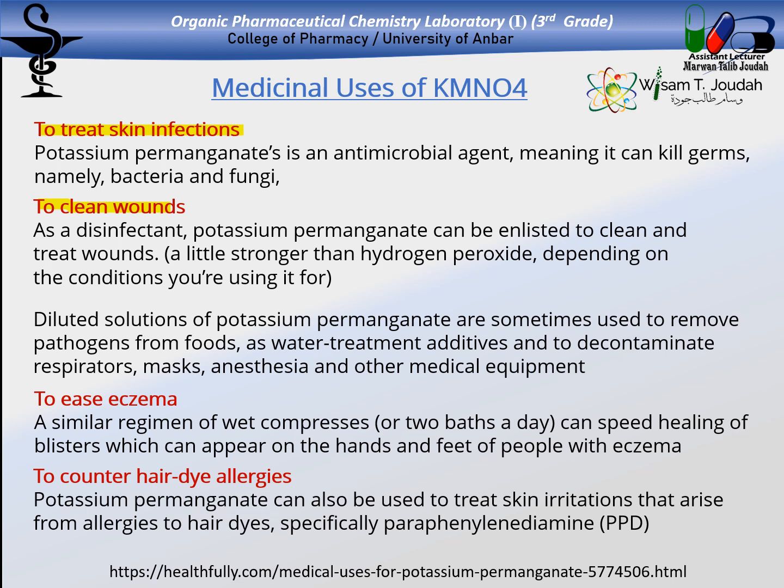So if we do a comparison between hydrogen peroxide and potassium permanganate, which one is better to kill or get rid of germs and bacteria on the human skin, we would be using potassium permanganate over hydrogen peroxide because it is much stronger than hydrogen peroxide. Sometimes it says it's a little stronger, but it depends on the concentration of the potassium permanganate solution.